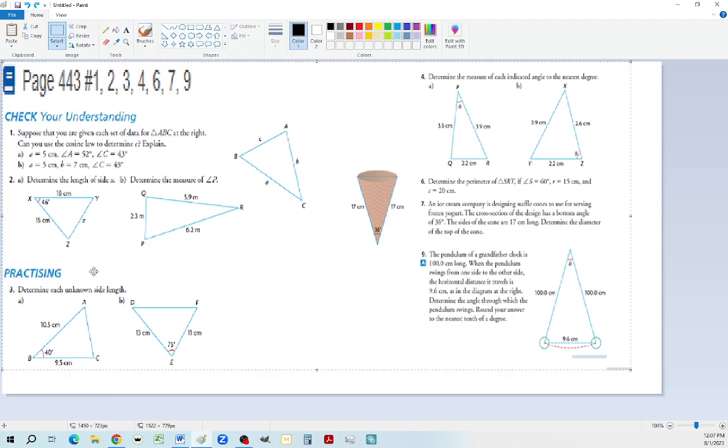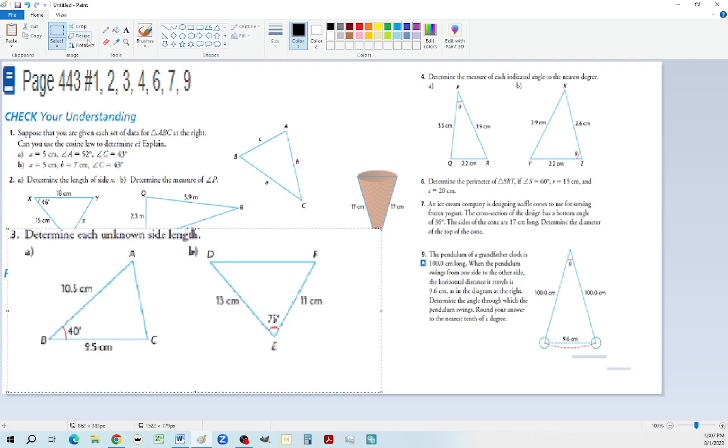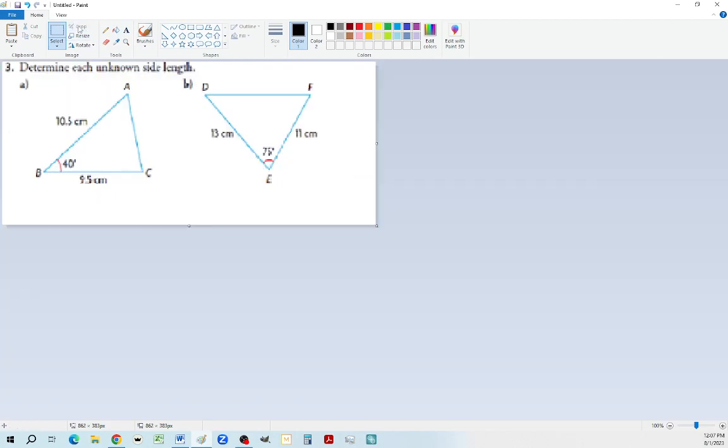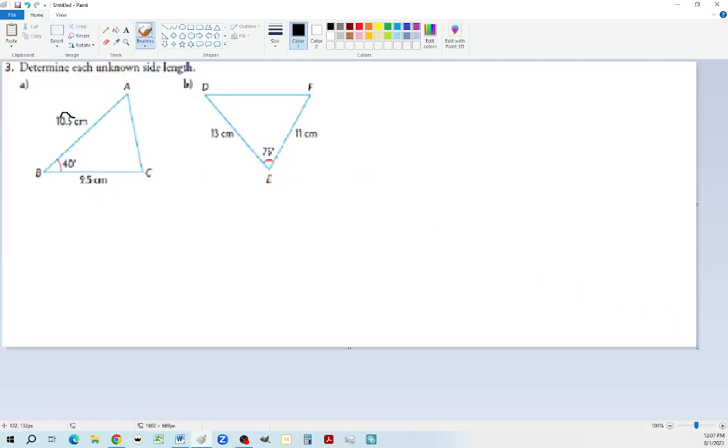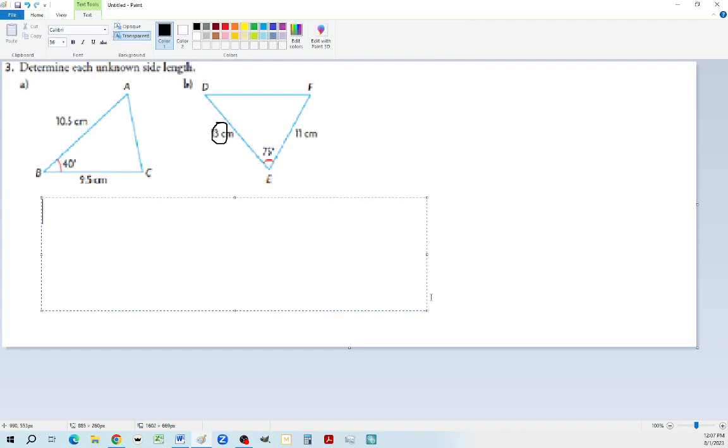Determine each unknown side. Guess what I'm going to use? I'm going to tell you the formula you should be using, and then you're going to do it yourself and use the calculator. We have side, angle, side. That means I use the normal one. I have side, angle, side. So in both cases, I should label my A and my B.